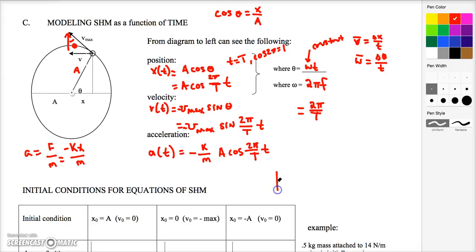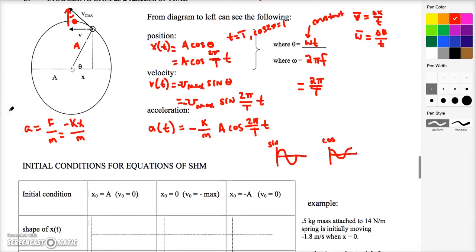So let's just do a quick refresher of sine and cosine. Anything that is a sine function starts off with 0 amplitude and oscillates back and forth. Anything with a cosine starts off at 1 and oscillates 1 full cycle, like that.